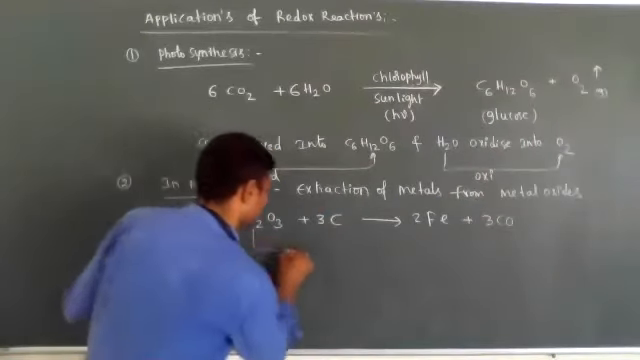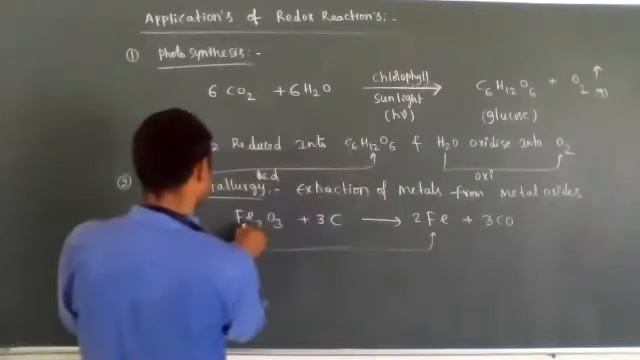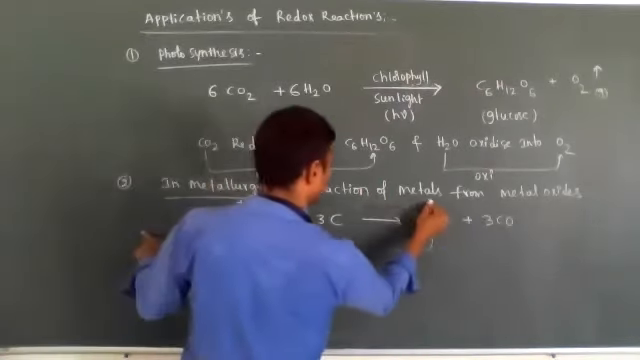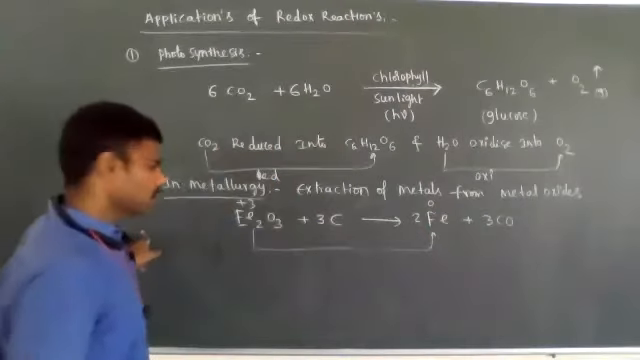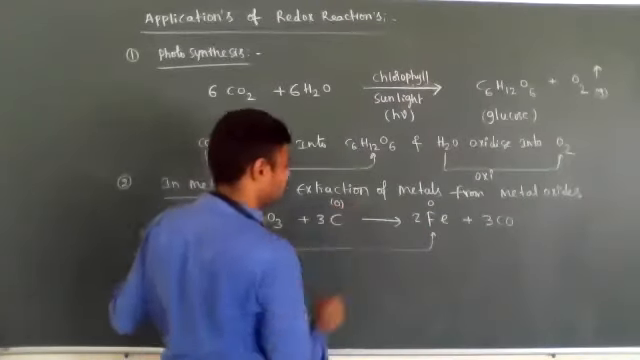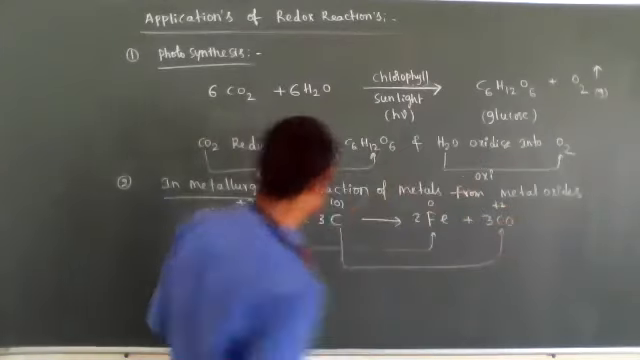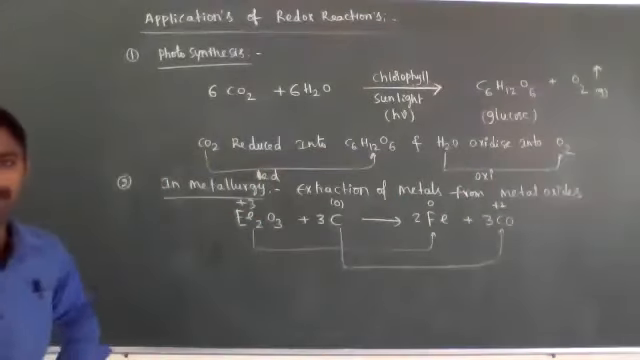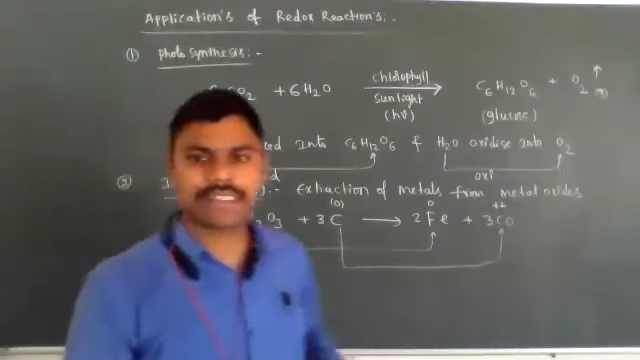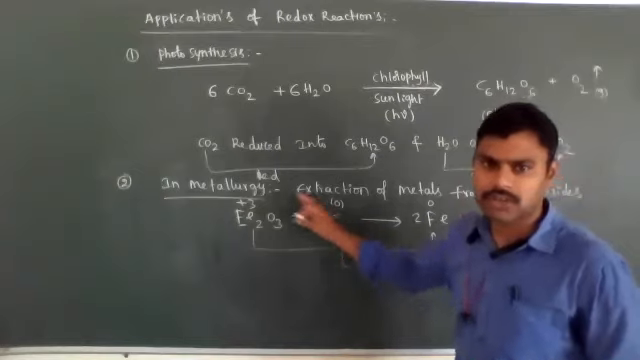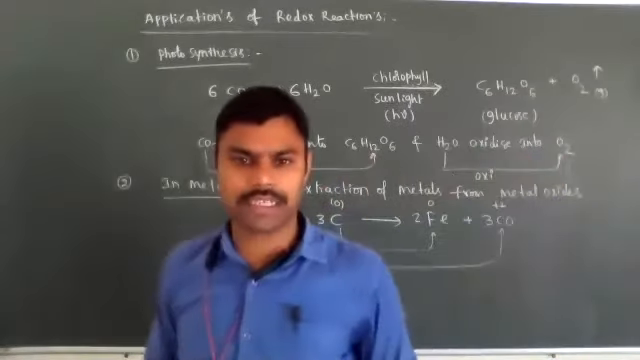Now, the oxidation state of iron in Fe2O3 is plus 3. It is converted into 0 atoms. Carbon's oxidation state in atomic form is 0, and it is converted into CO, which is plus 2. So both oxidation and reduction are present. So metal oxides are converted into metals. Mostly these equations are used in the metallurgical process.